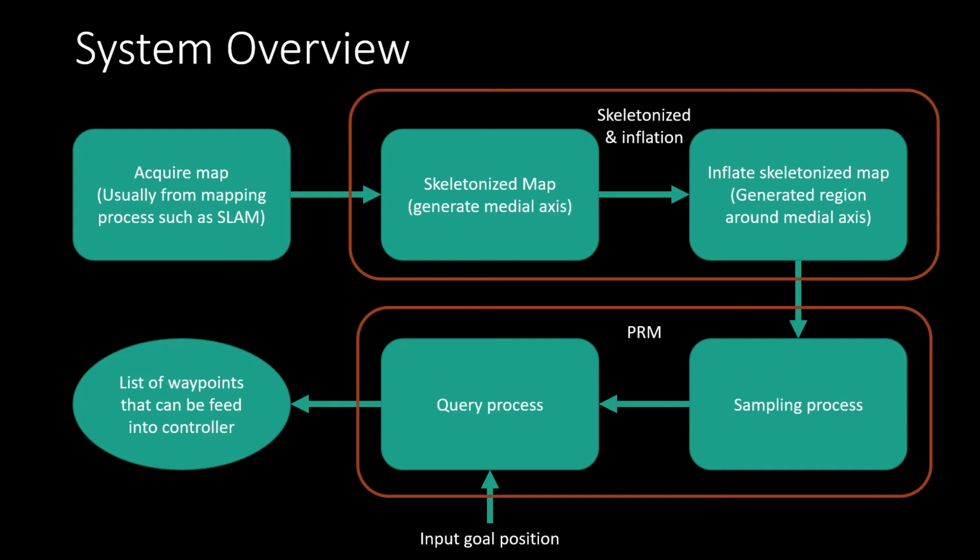After the medial axis has been inflated, it will be fed into our probabilistic roadmap planner. Firstly, it will generate a roadmap during the sampling process, and after the roadmap is generated, it will be sent to the query process. This is the process where the user can input the goal position. After the query process, it will generate a path trajectory. The path trajectory can be outputted as a list of waypoints that can be fed into a controller.